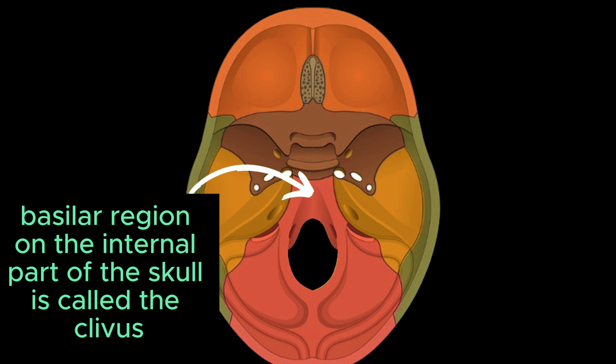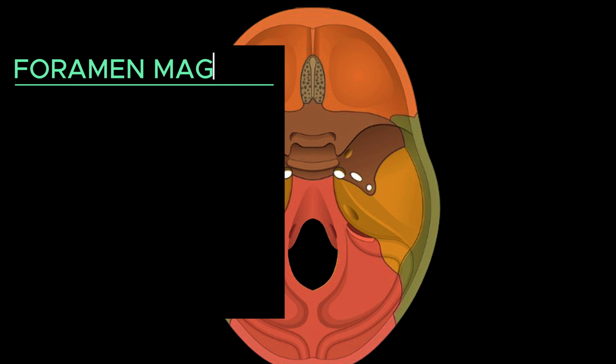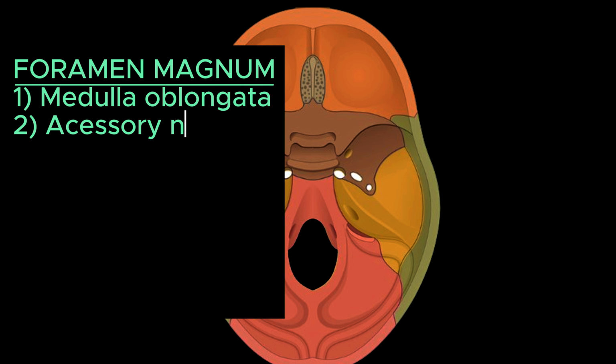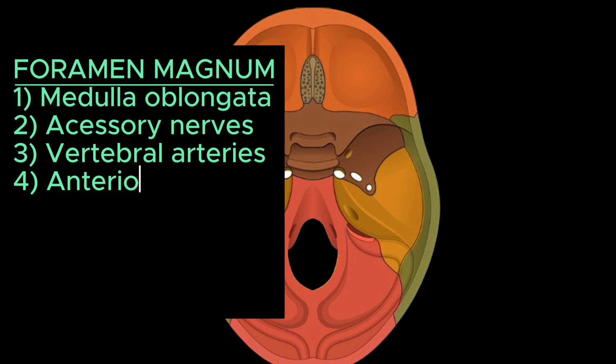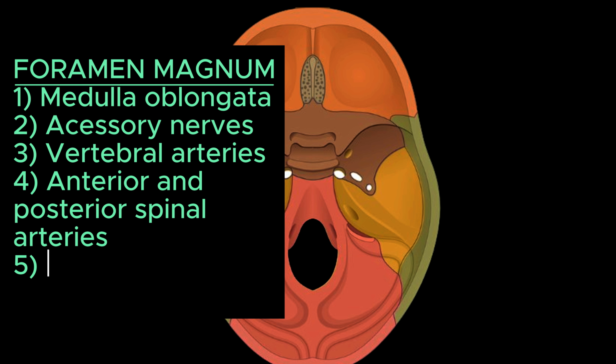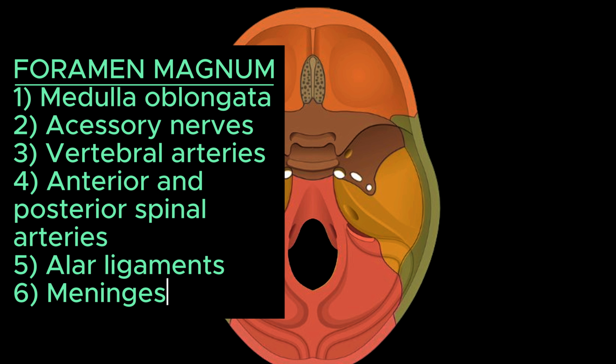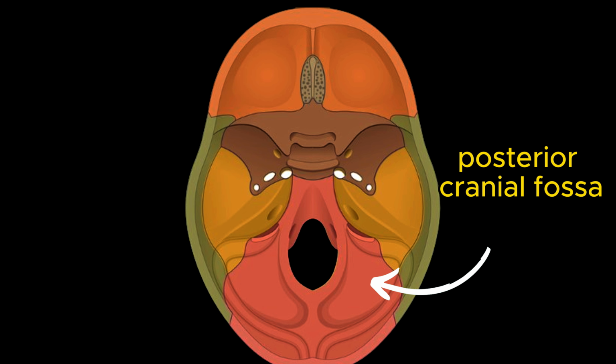Structures that pass through the foramen magnum include the medulla oblongata, accessory nerves, vertebral arteries, anterior and posterior spinal arteries, alar ligaments, and the meninges. The occipital bone as a whole houses the posterior cranial fossa.